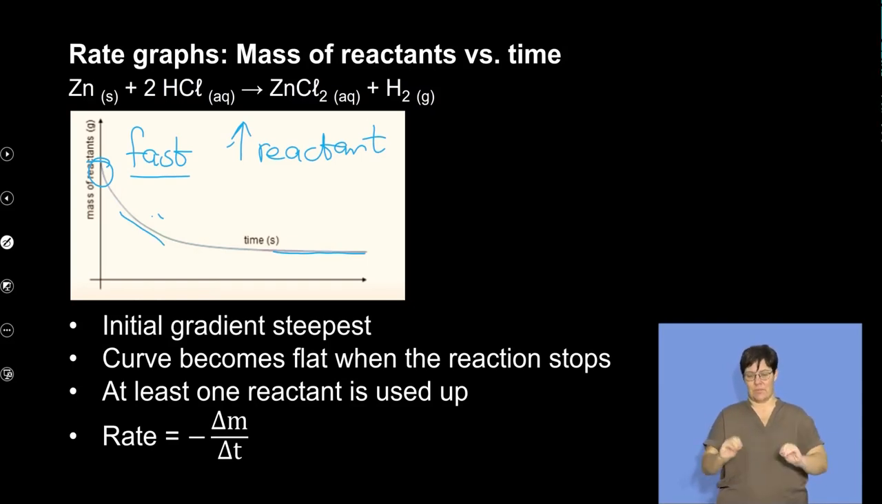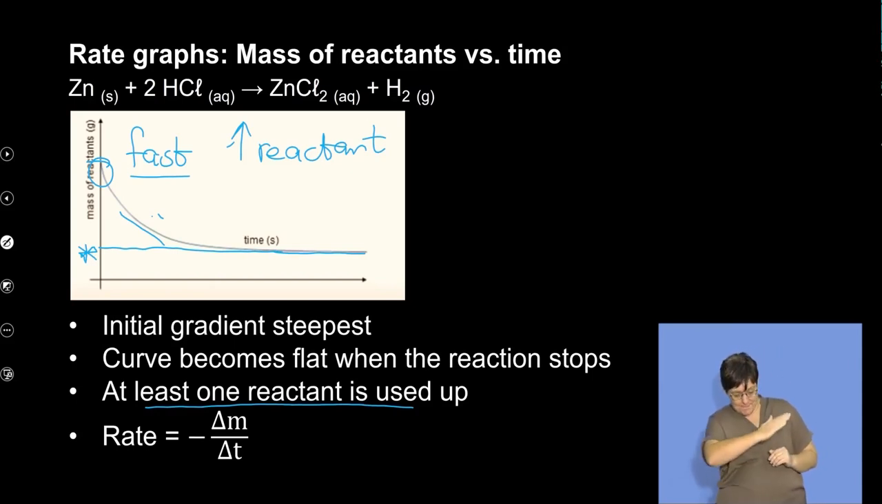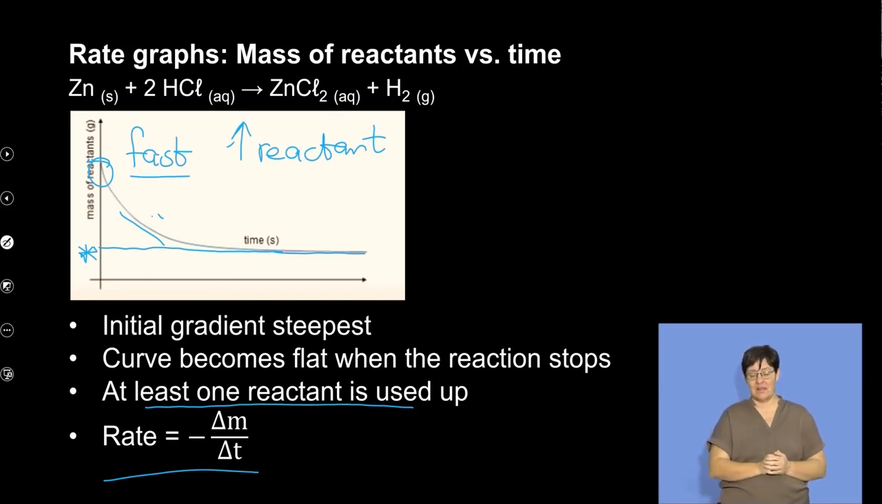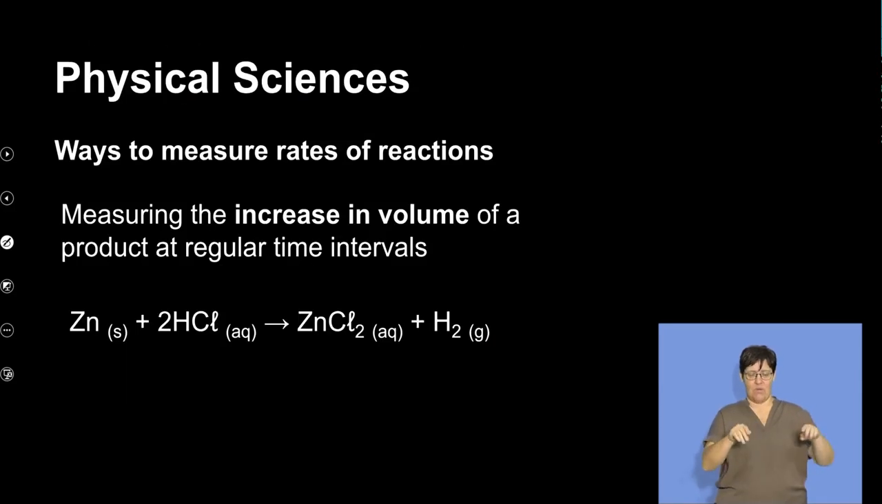Now, what will let the reaction stop? At least one of the reactants is used up. And how will we know that? As I said, if you read it from your graph, you will see on your mass of reactants axis that you have the same mass for that period of time. And as I said, the expression mathematically will be rate is equal to minus delta m over delta t.